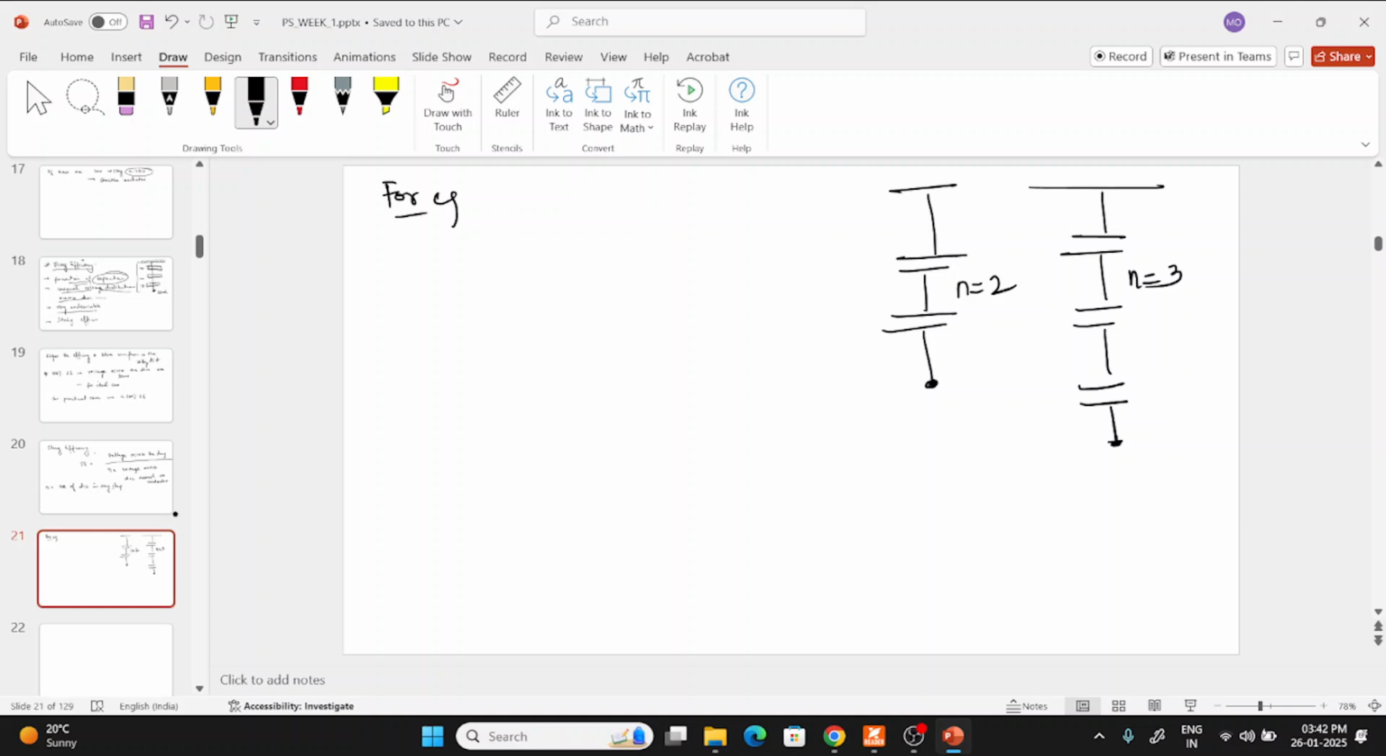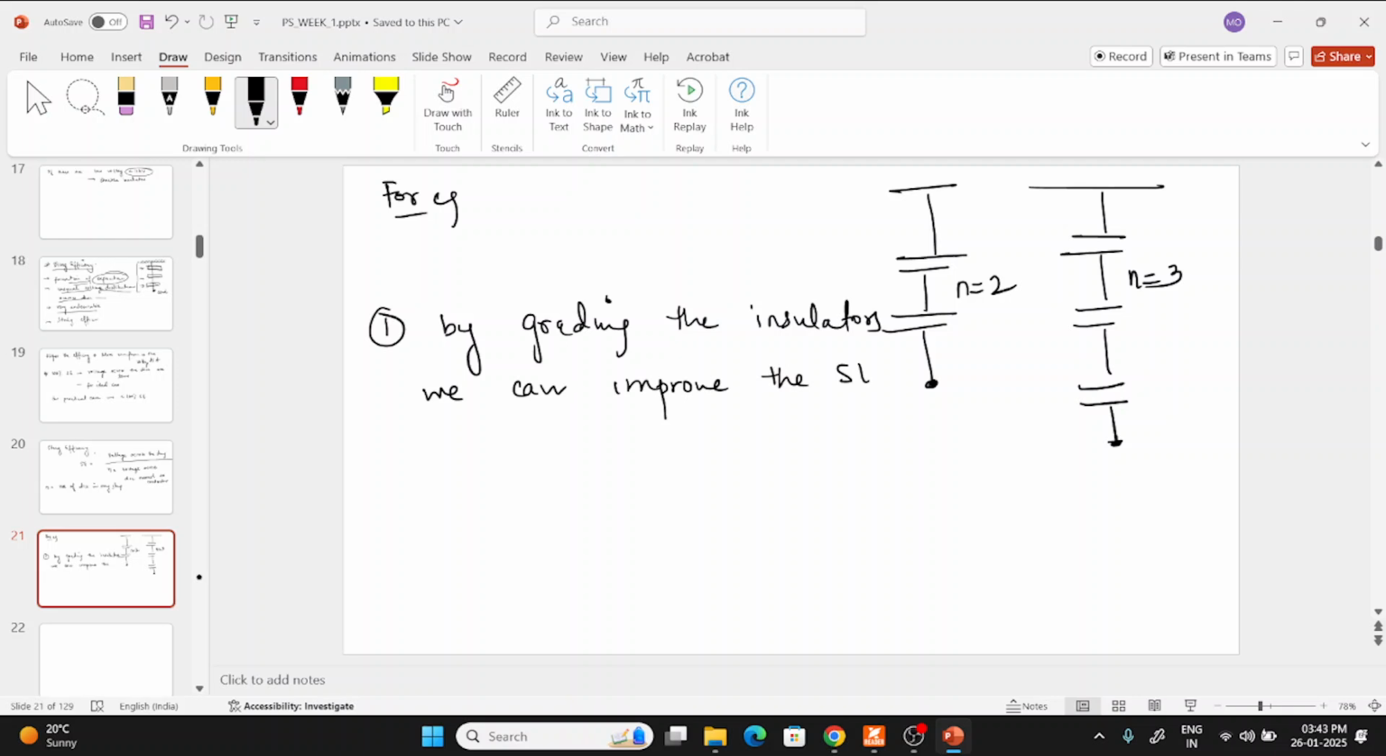So now, what are the various methods to increase the string efficiency? Okay. So by using, first of all, by grading the insulators, we can improve the string efficiency. Okay.